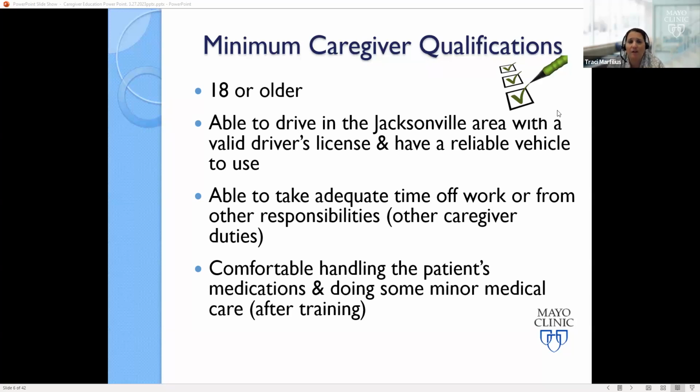And then, of course, being comfortable handling the patient's medications and doing some minor medical care after training. So, part of the reason you're going to be in the hospital the majority of the day is that you're going to be learning all of these things. So, it's not just like a one and done teach, it's an ongoing thing while the patient is in the hospital.